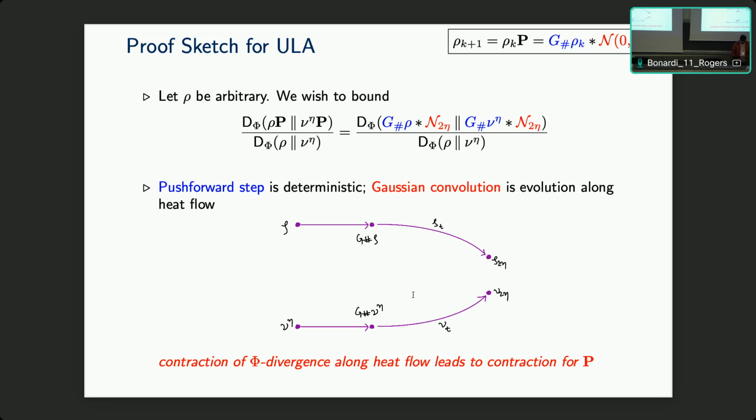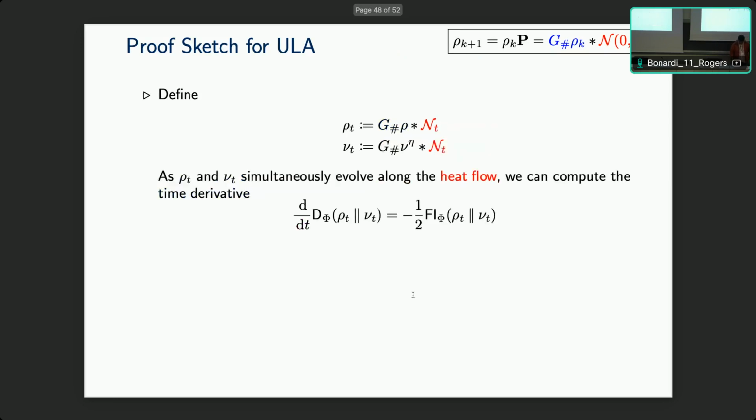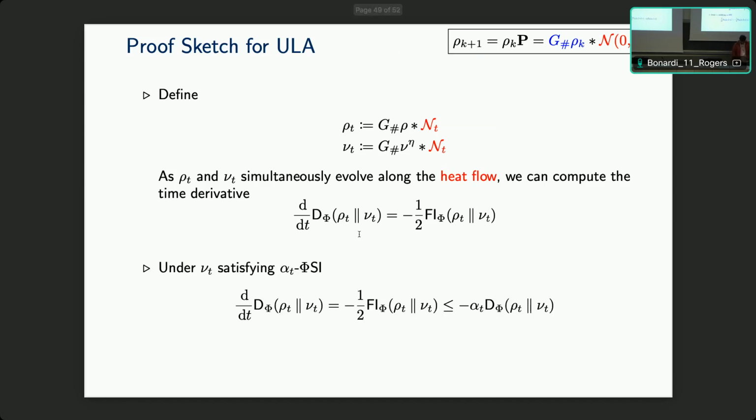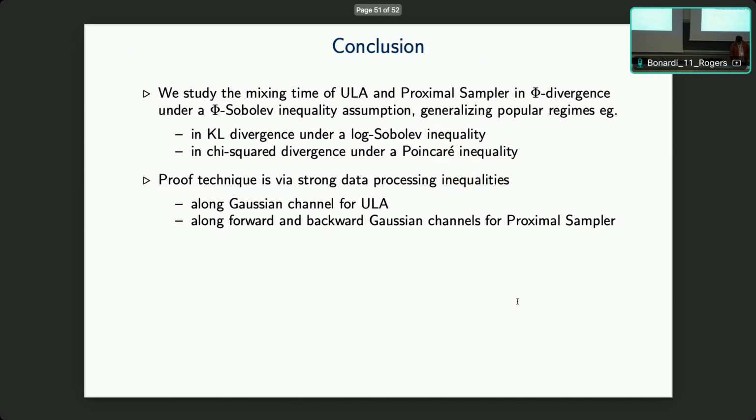So in particular, the contraction of phi divergence along the full Markov chain is induced by the contraction along the heat flow. And more explicitly, you can define the marginal distributions along the heat flow to be rho_t and nu_t, and you can compute the time derivative of phi divergence. This is equal to minus 1/2 times the Fisher information. This is similar to what we had for continuous time, but here both are evolving, rho_t and nu_t. And then under nu_t satisfying a phi Sobolev inequality, you can upper bound this by phi divergence and then integrate to get a contraction bound.